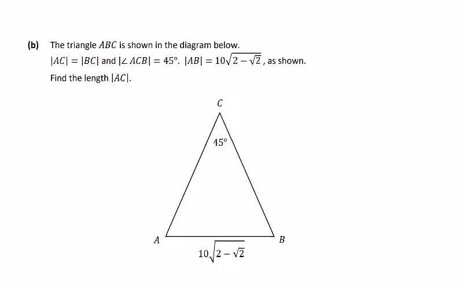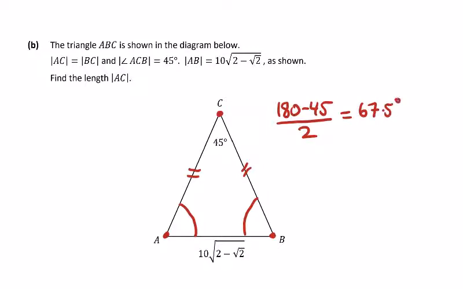Part B of this question, triangle ABC is shown. A, B, C, identify the diagram. AC is equal to BC. And the angle ACB is 45. So then the two angles at the bottom are equal. 180 minus 45 divided by 2 is 135 over 2, which is 67.5 degrees.